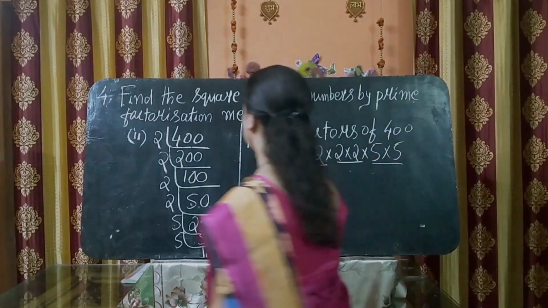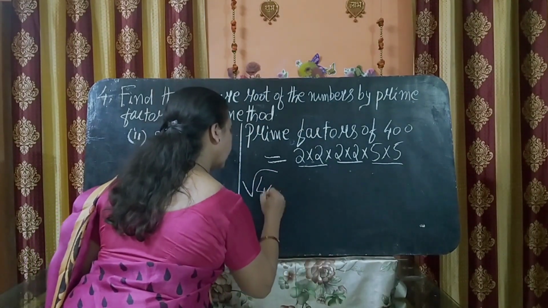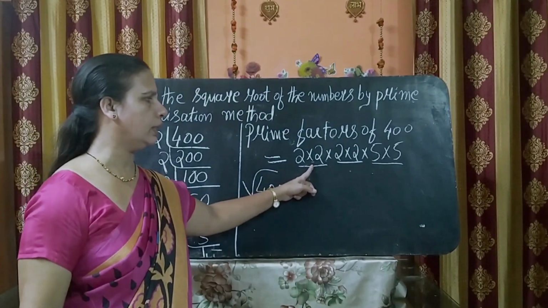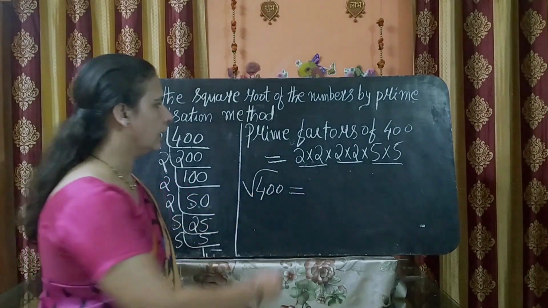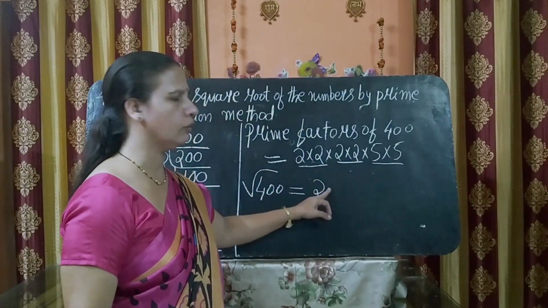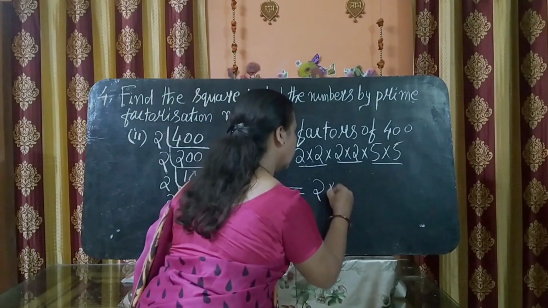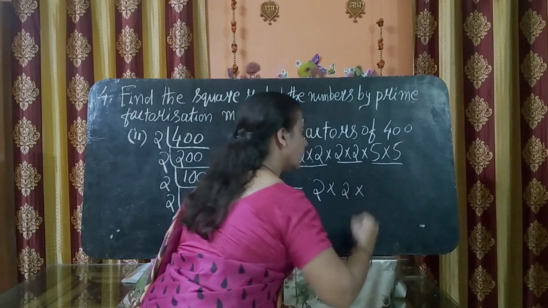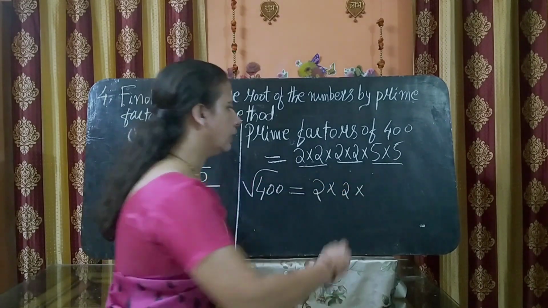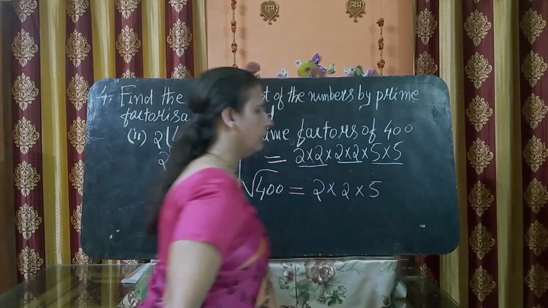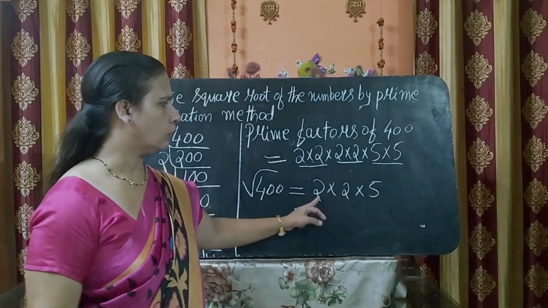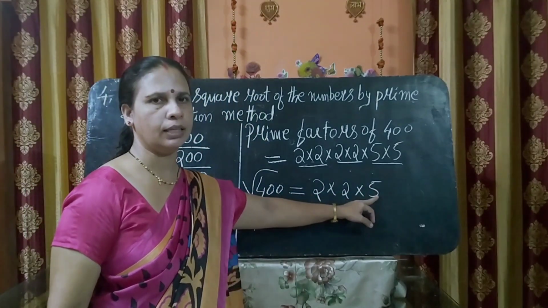Next, the square root of 400 equals: from these 2 digits, how many digits will we take? 1 digit, that is 2. From here also 1 digit, 2. In between you have to put a multiplication sign. From these two 5s we will take one 5, that is into 5. Next, we have to multiply these 3 numbers. 2 twos are 4, 4 fives are 20.